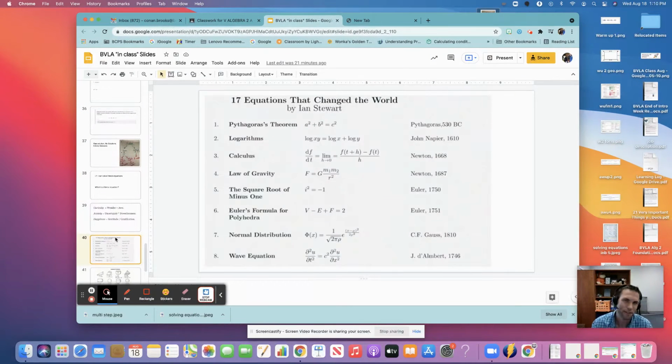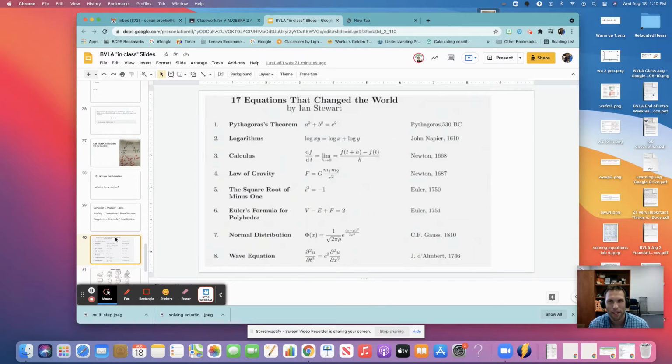And then here's some examples of some equations that change the world. They're really formulas. This is from a book called 17 Equations That Change the World by Ian Stewart. I don't have all 17 here. I just copied and pasted the top 8. And at the top is Pythagorean theorem. You guys probably know that.